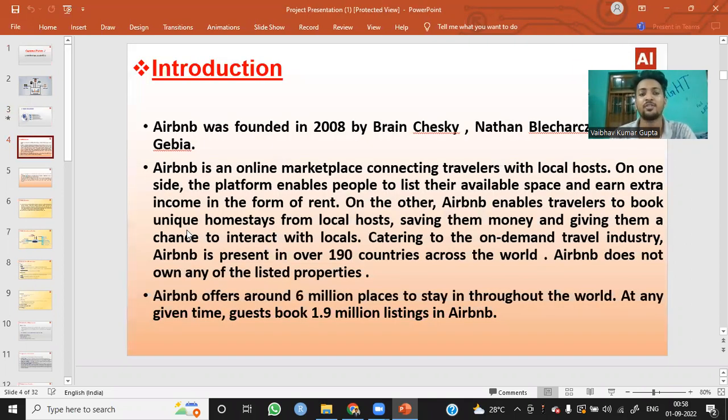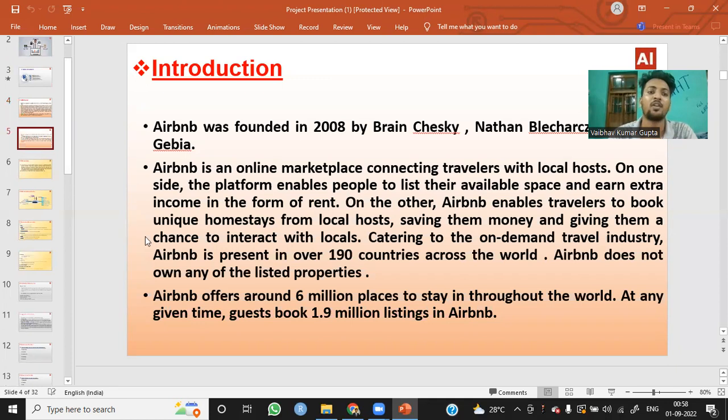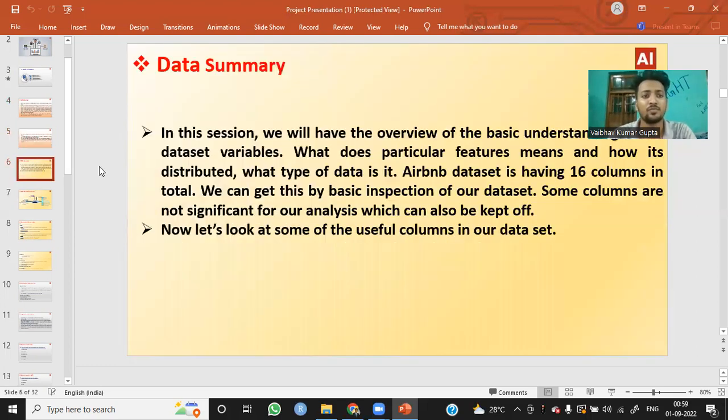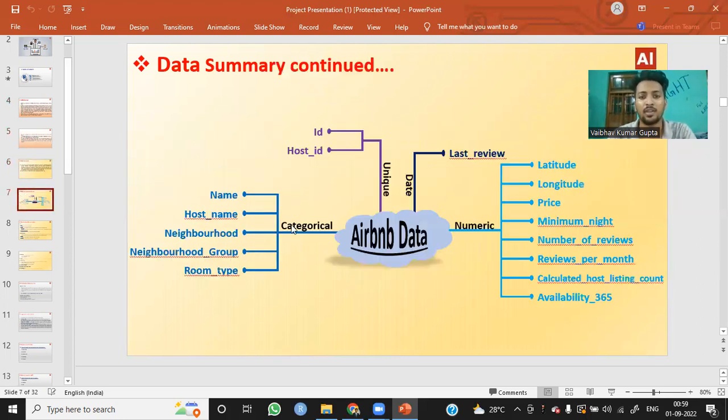While talking about the introduction, the Airbnb dataset was collected in 2019 in NYC, and it has 4,900 observations with 16 columns. It is a mix of categorical and numerical columns. Our main objective will be to analyze the host areas, price, reviews, location, etc. But it is not limited to that. We have tried to explore every possible important feature and analysis topic. So let's move on to how the data is distributed.